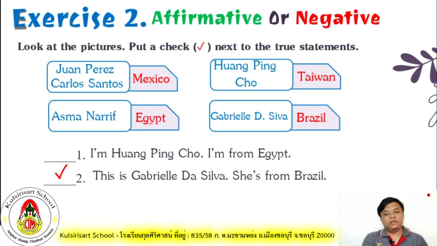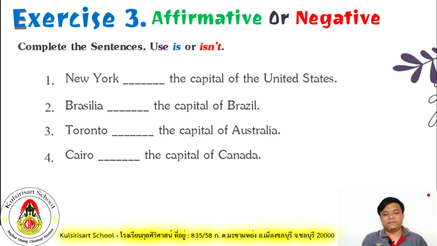But number 1, he says, I'm from Egypt. But Wang Pincho is actually from Taiwan. So the sentence is false. Number 2, she's from Brazil. Gabriel is from Brazil. It's true. So it is also an affirmative statement. So we put the check on number 2.